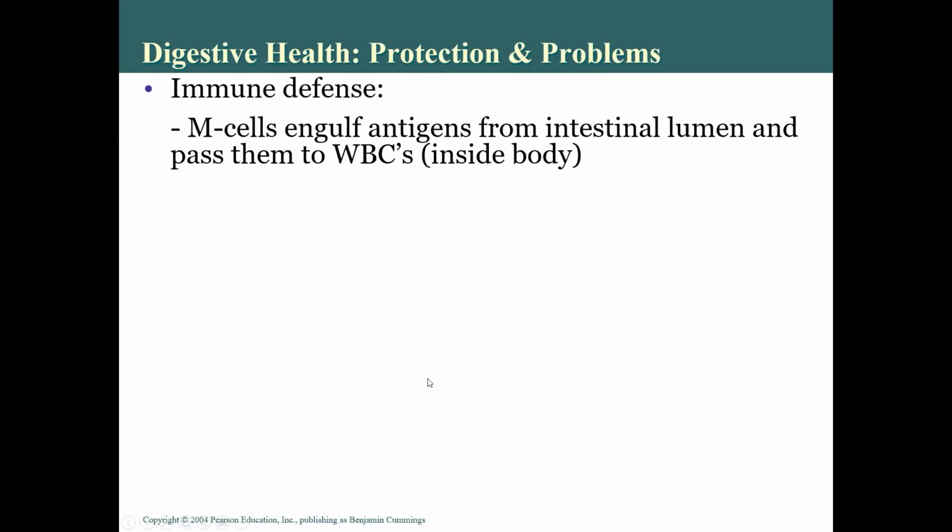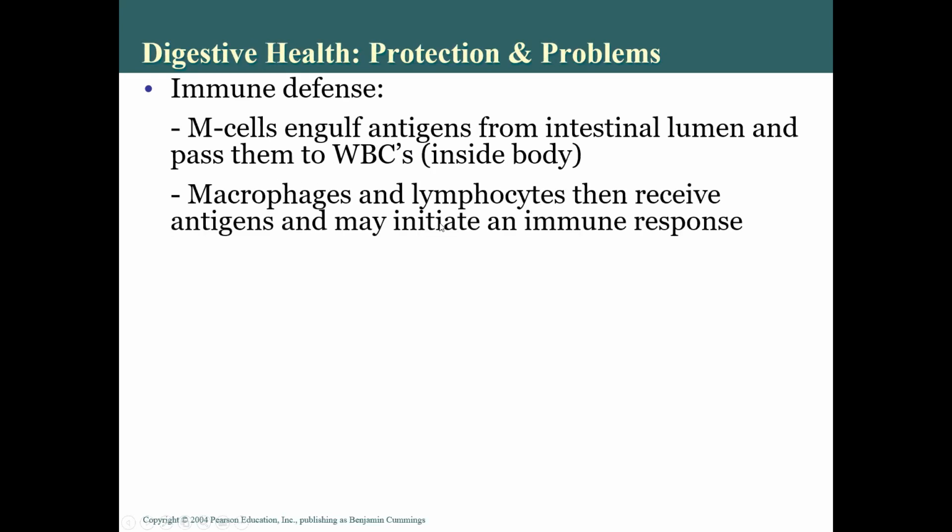Okay, immune defense. M cells engulf antigens from the intestinal lumen. So basically they're absorbing these antigens or proteins from the intestinal wall and pass them to white blood cells inside the body. Macrophages and lymphocytes then receive the antigens and may initiate an immune response.